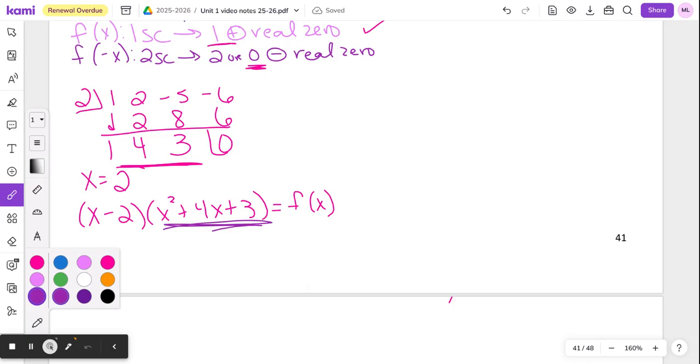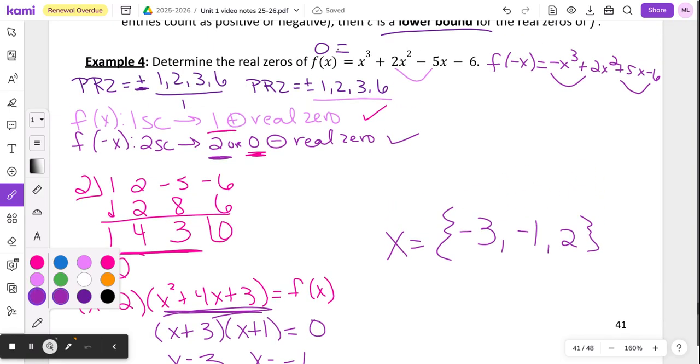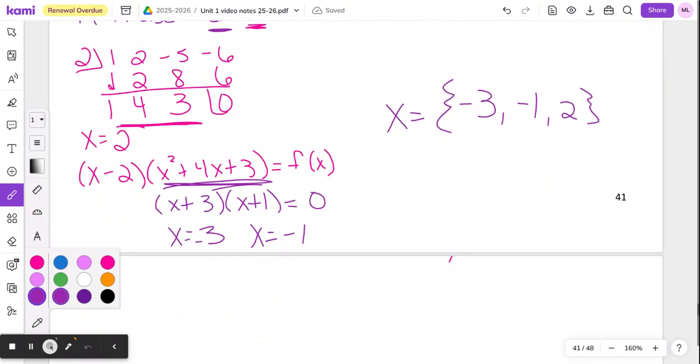Now, this is a quadratic. I don't need to guess anymore. I can factor this or use quadratic formula if necessary. But this is factorable. 2 numbers that multiply to 3 that add to 4 would be 3 and 1. So that means I know x equals negative 3 and x equals negative 1. There are my 2 negative real zeros. So I have zeros of negative 3, negative 1, and 2. All right, so we used all of that information from what we just had to help us.